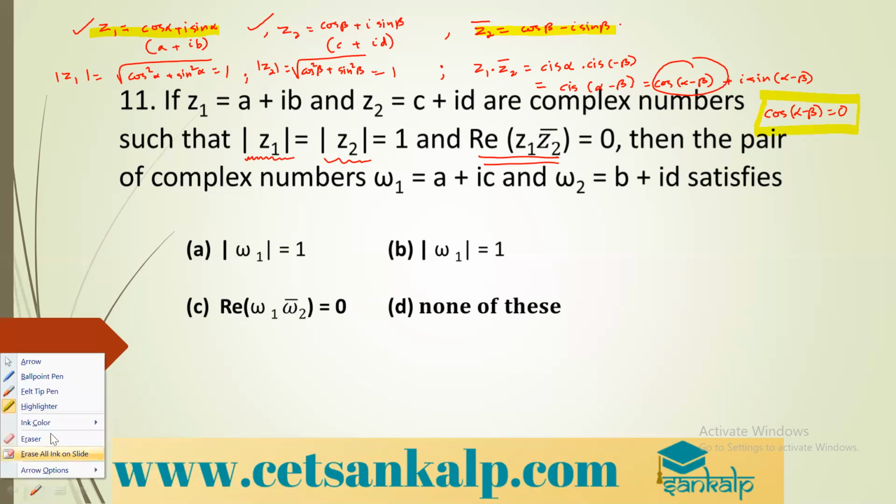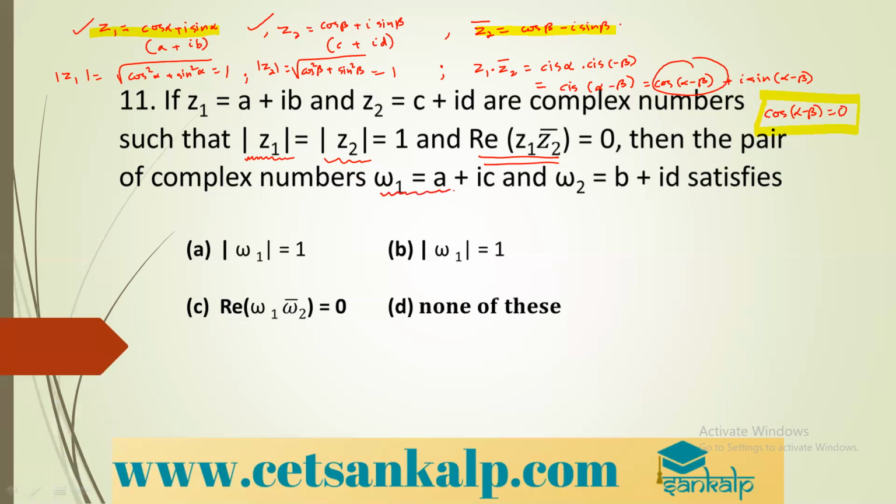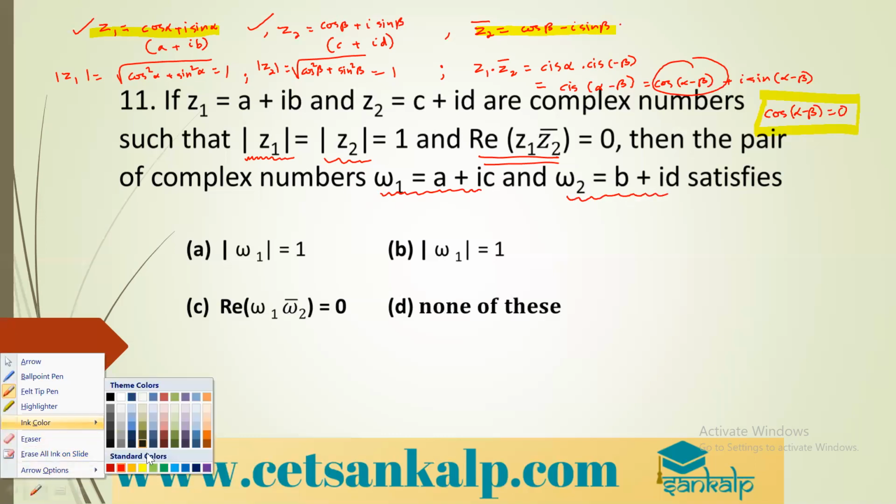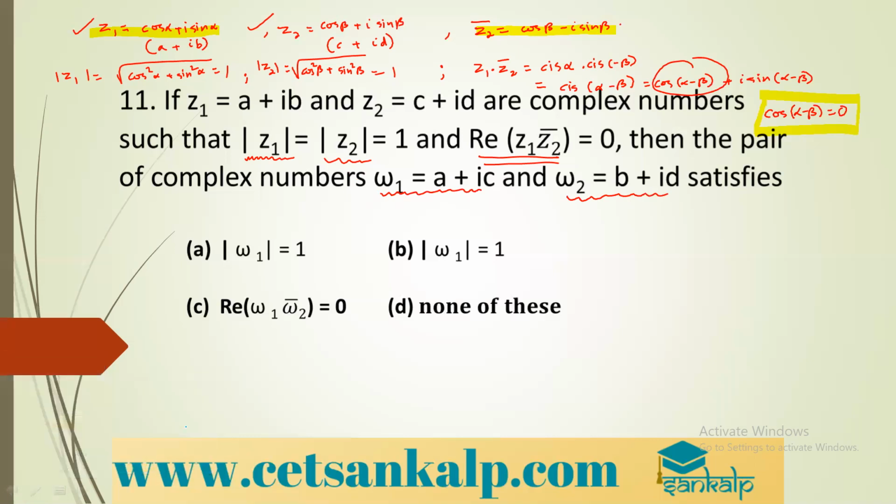What are they asking? They are asking w1 equal to a plus ic, w2 equal to b plus id. I'm not reading it as omega. I'm reading it as w1 and w2. So what will be w1? What will be w2?